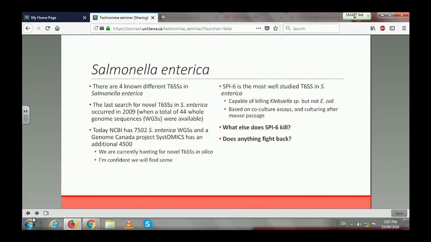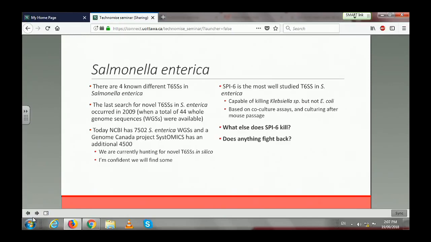So we've made basically no progress on this. This is just an idea. But we decided to work with Salmonella enterica as our model system to study type 6 secretion systems in these kinds of competitions. And we have a lot of reasons for that. The first reason is that there are 4 known type 6 secretion systems in the genome of Salmonella enterica.